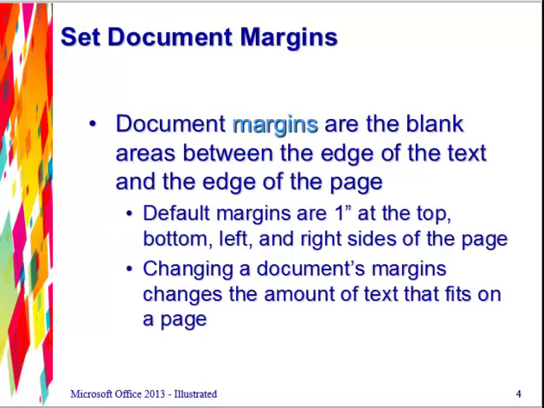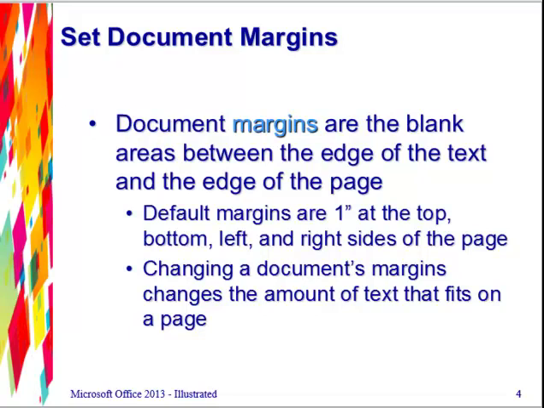But when we're looking at objectives for today, the first thing in this first part of this lecture, we're going to talk about document margins. And margins are the blank areas between the edge of the text and the edge of the page. Now, some printers have a default margin of, say, around 1/4 of an inch, so you're not going to want to print right out to the edge anyhow. By default, margins at the top, bottom, left, and right sides of the page are set at 1 inch.